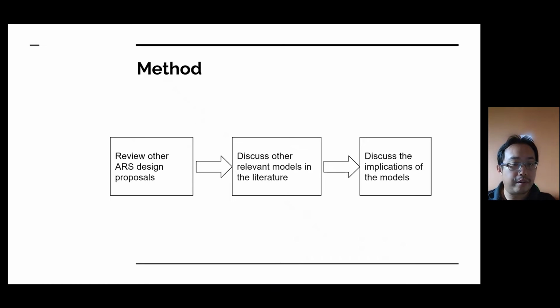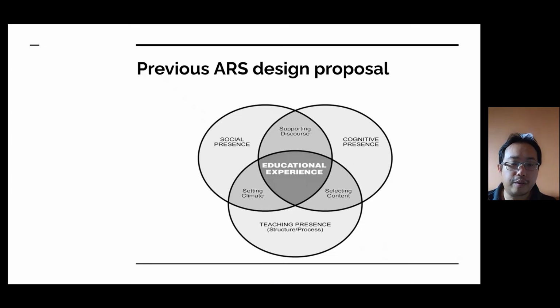Okay, so the method that will be conducted will be basically a review of the previously mentioned ARS design proposals and design frameworks. We'll discuss other relevant models in the literature, and then we'll compare implications. So the previous one, as mentioned, was based off the CoI model. The CoI model really looks at three dimensions: the social presence, cognitive presence, and teaching presence. And basically it looks a lot at the whole educational experience and the interplay of each presence with each other.